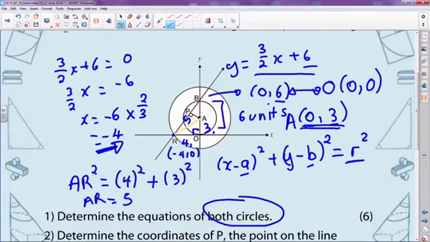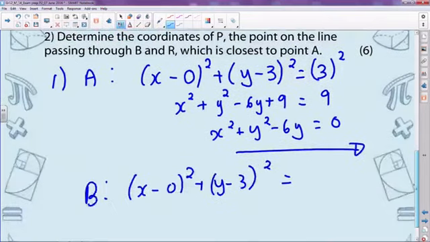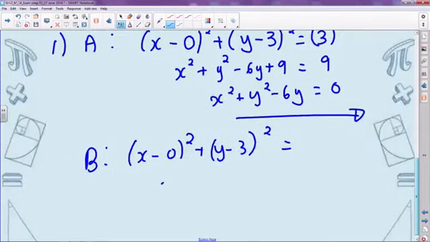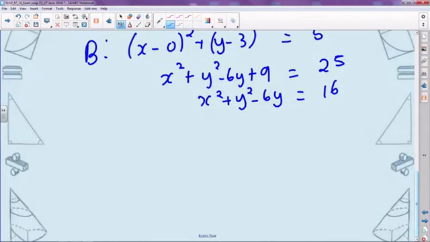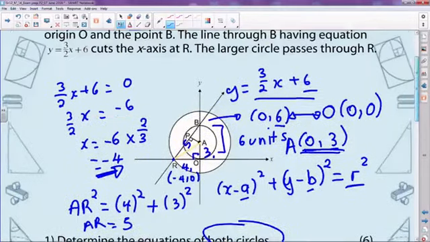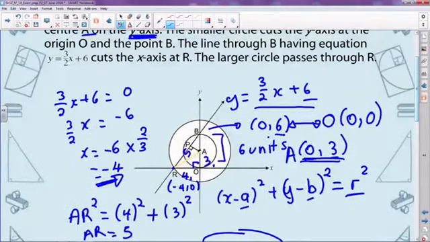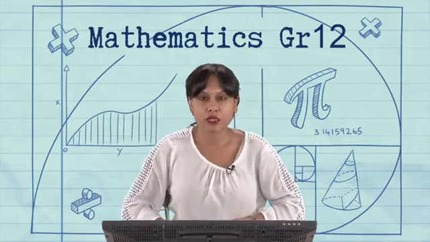Okay, so therefore I can say that the bigger circle is going to have x squared plus y squared minus 6y plus 9 is equal to 25. So therefore you get x squared plus y squared minus 6y is equal to 16 if I take the 9 over to the right hand side. All right, so that's the starting point in this one, is just working out the equations of these circles.